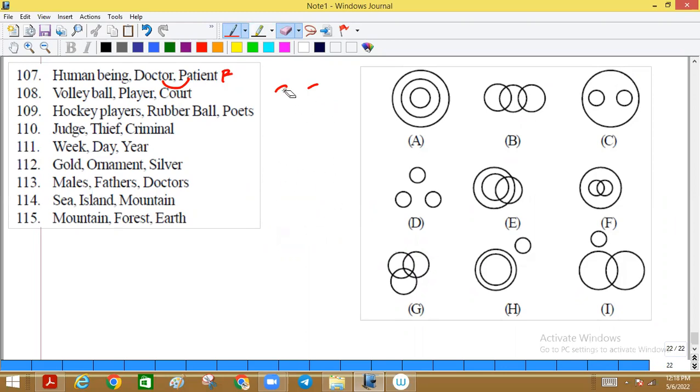Next one, volleyball player. It's a very interesting and confusing question. First of all, are they living or non-living? Non-living things. So try to answer it. Volleyball, player. What is the relation between volleyball and player? Some volleyball players, or all volleyball players, or all players are volleyballs, or no player is a volleyball? Imagine this is the volleyball, I am the player. Tell me the relation. I am a volleyball player.